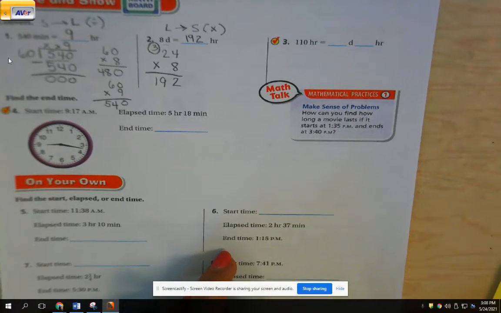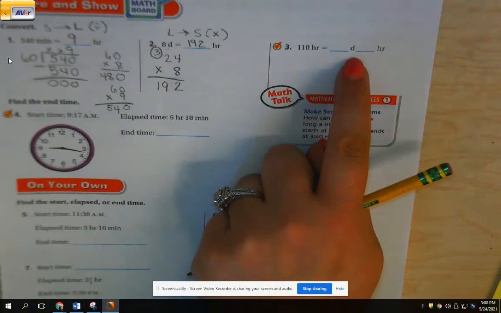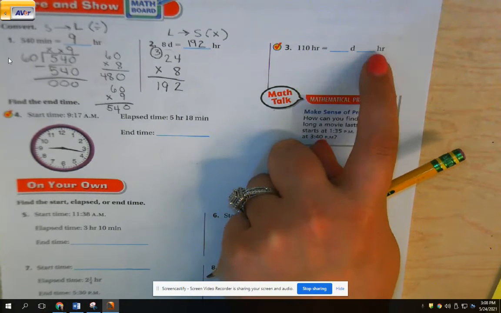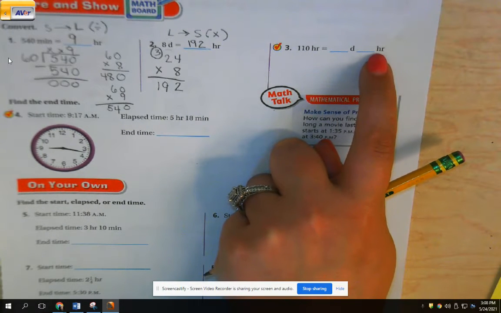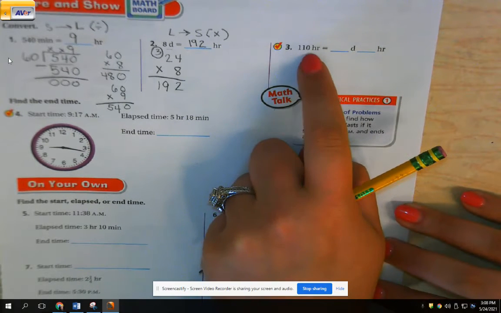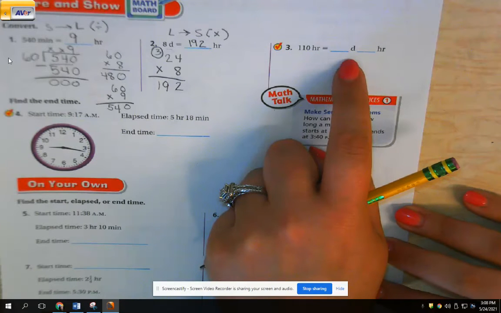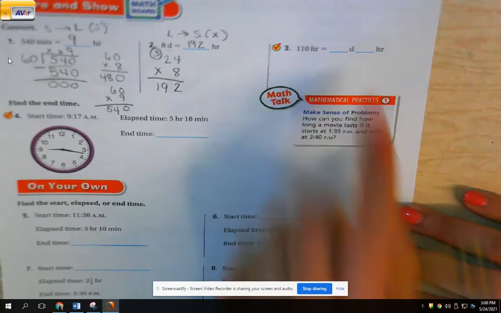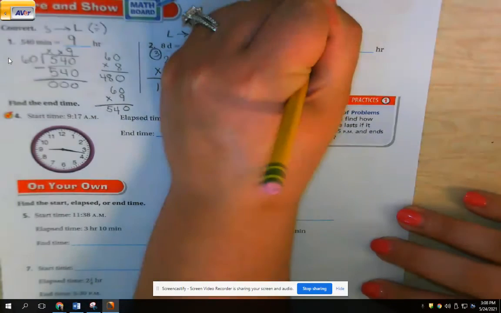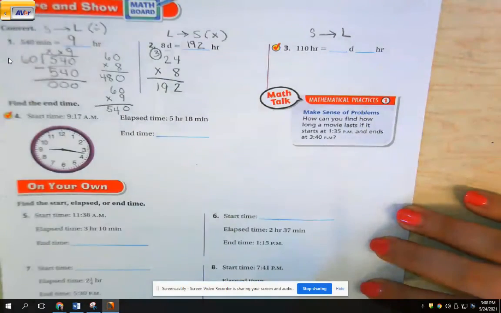Now, if we look at number 3, we're going to have a mixed conversion here, a mixed measure, because I see a slot for days and I see a slot for hours. So we're going to have hours left over. They're asking us to convert 110 hours into days, and we'll have some hours left. So we're going from a smaller unit to a larger unit, because days is a larger measurement than hours.